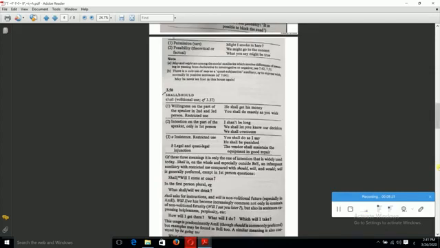Permission, rare: might I smoke in here? Possibility, theoretical or factual: we might go to the concert. What you say might be true. Shall and should.